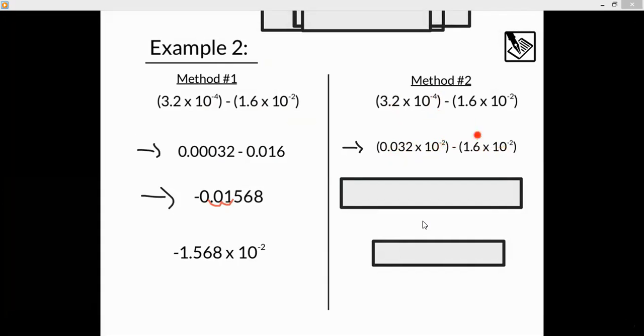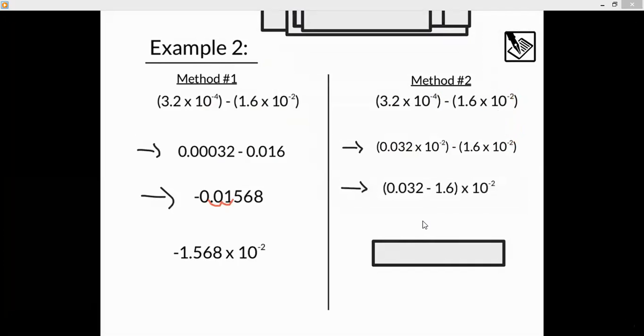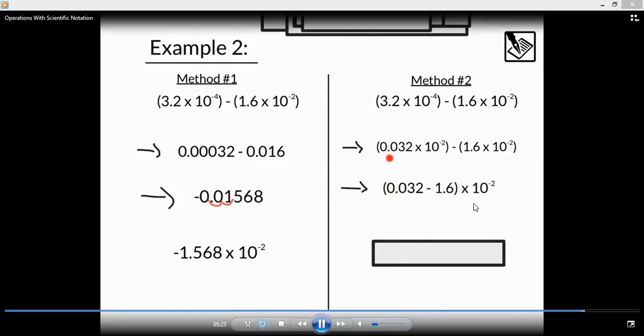0.032 times 10 to the power of negative 2 minus 1.6 times 10 to the power of negative 2. Which one is common? Which one can you find in the first parentheses and in the second parentheses? For sure, 10 to the power of negative 2. Now I'm going to take 0.032 minus 1.6 times 10 to the power of negative 2. We will subtract, and then it will be negative 1.568 times 10 to the power of negative 2. And this is already written in scientific notation.